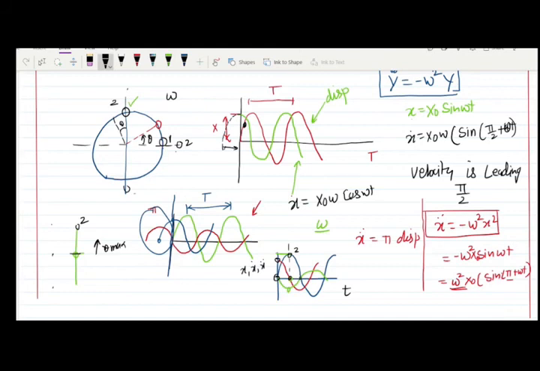At position 2, displacement is maximum. Yes, x has maximum value, but velocity is 0. Definitely, when the particle is changing its path or turning back, the velocity will be 0 at this point. What about the acceleration? When I am here, the acceleration value is 0. When I am reaching here, the acceleration value is maximum, but in the opposite sense. So in this way, we can visualize a simple harmonic motion.